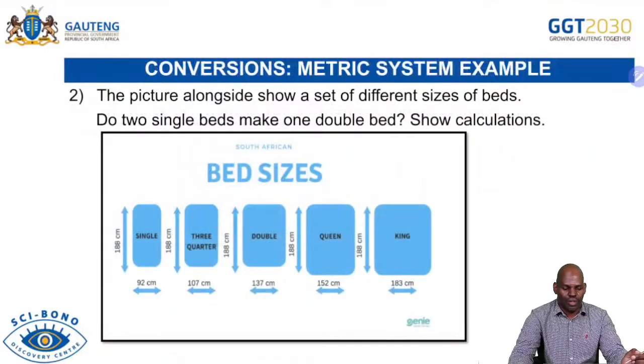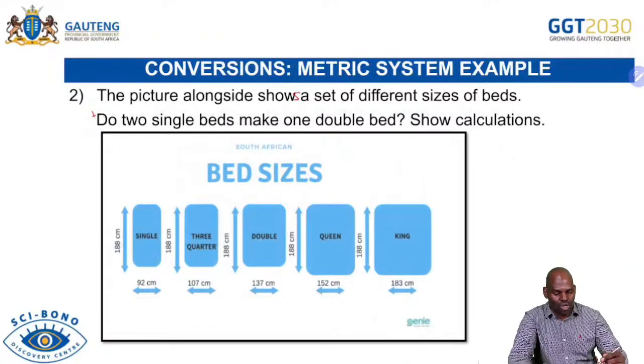Okay, then the next example is: the picture alongside shows a set of different sizes of bed. Do two single beds make one double bed? Show calculations. We've got single, three quarter, double, queen and king. We need to indicate whether two single beds make one double bed. If we combine two single beds, are they going to give us the same size as a double?